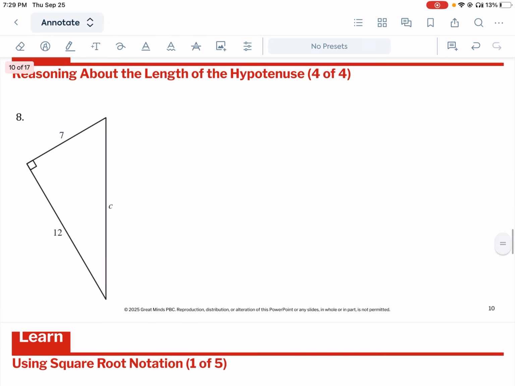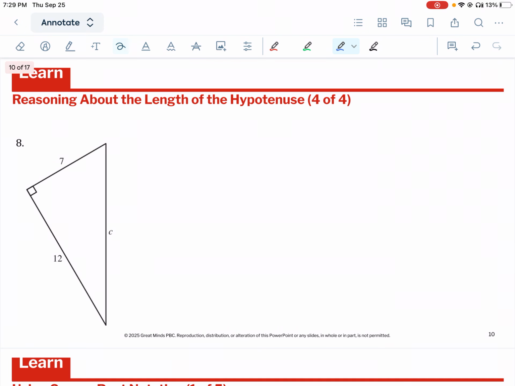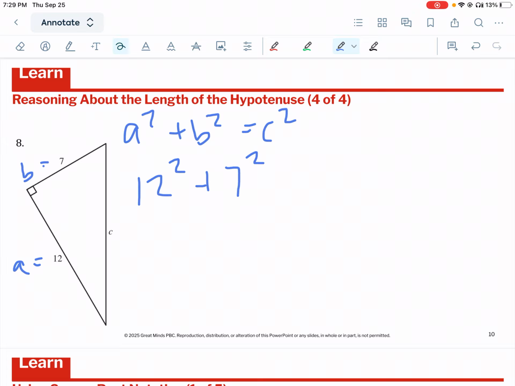Let's do one more. I'll do number 8, and I'll leave you to do number 7 on your own. For number 8, label first. You're just gonna make 12 our A, make 7 our B. Write your formula again. Get used to doing it. A squared plus B squared equals C squared. We're looking for C. I know 12 squared is 144. I know 7 squared is 49.